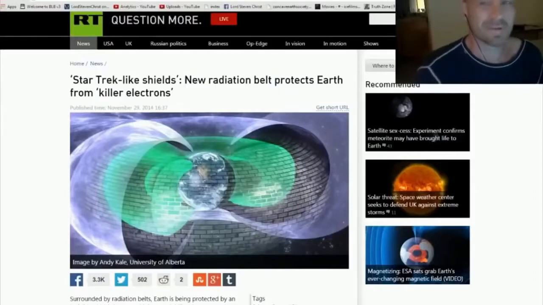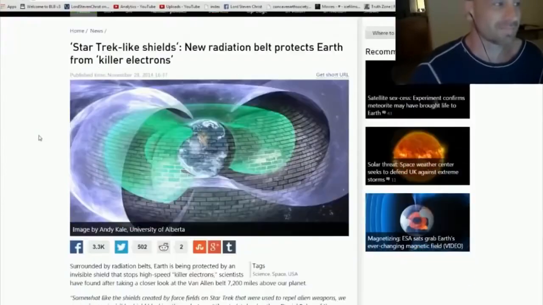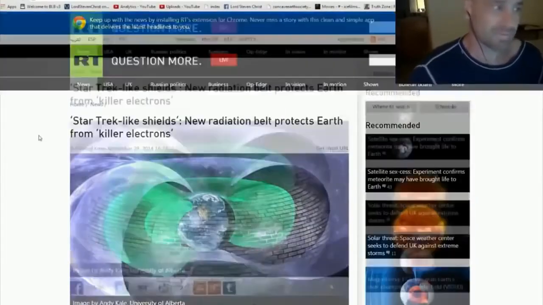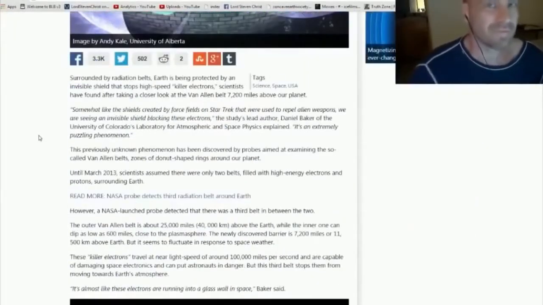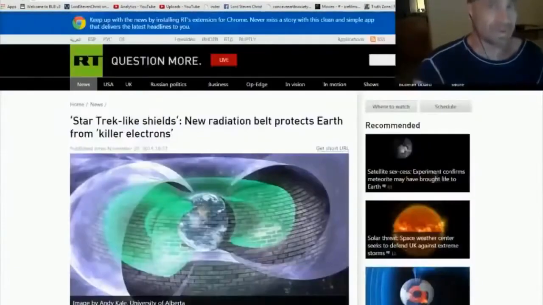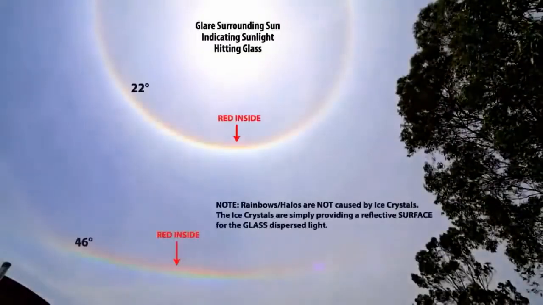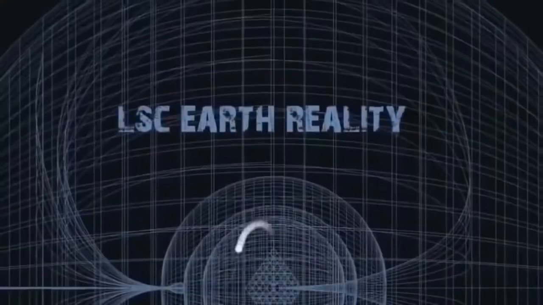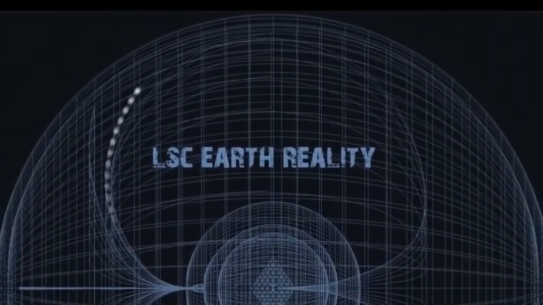It should not be any surprise to anyone that they had found Star Trek-like invisible shields thousands of miles above Earth, where they say it's almost like these electrons are running into a glass wall in space. But there is most likely at least 3 concentric spheres of glass in the Earth, apart from the main celestial sphere. This is detected easily by viewing the 22nd degree halo and the 46th degree halo, and understanding that there is a much lower glass at approximately 100 kilometers.